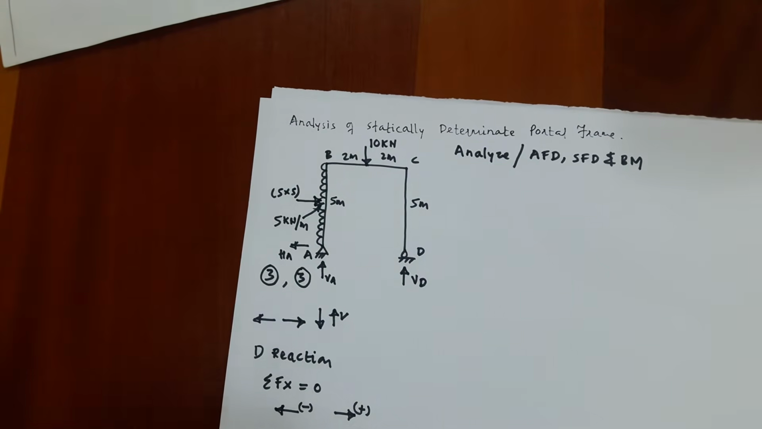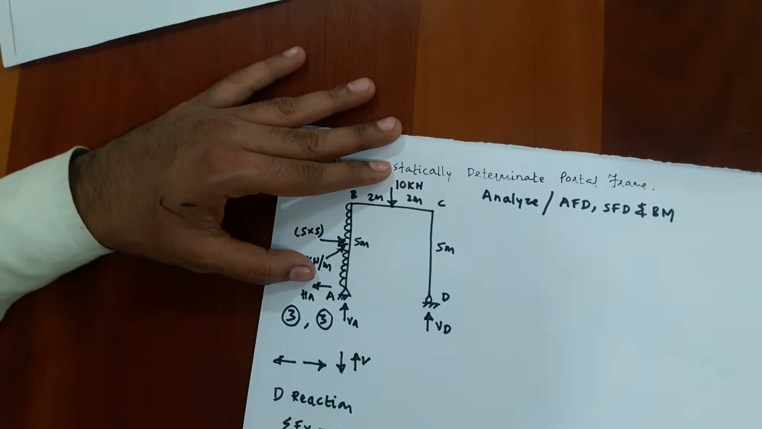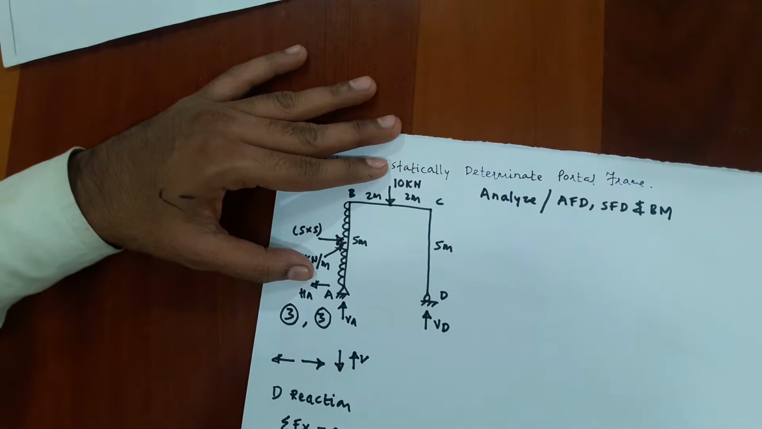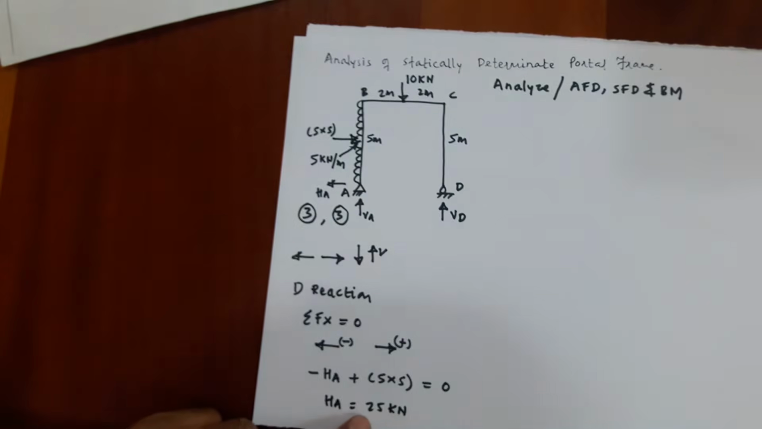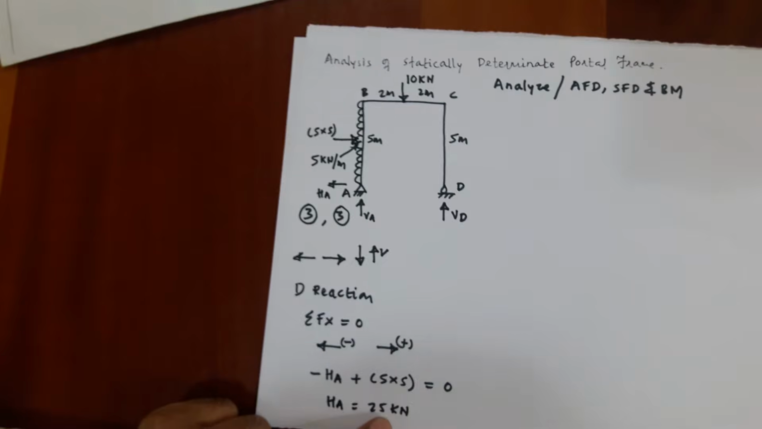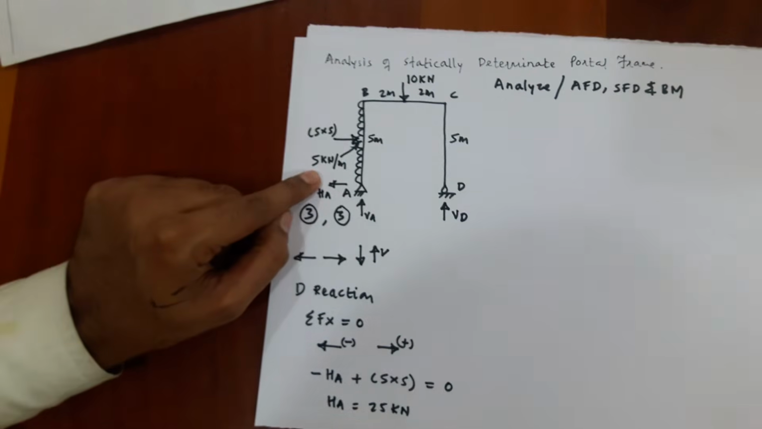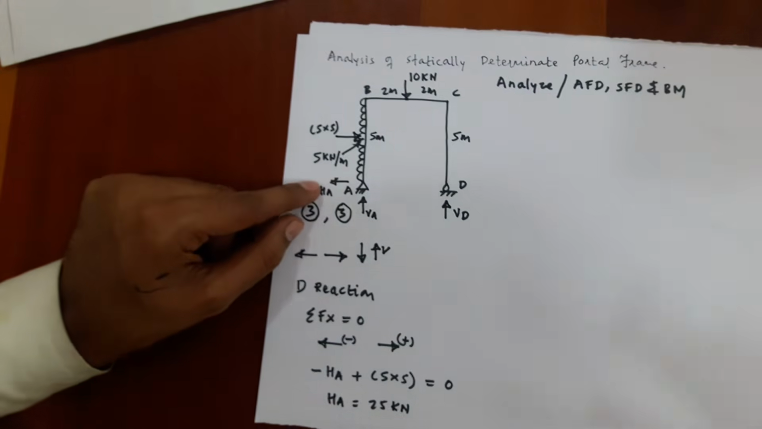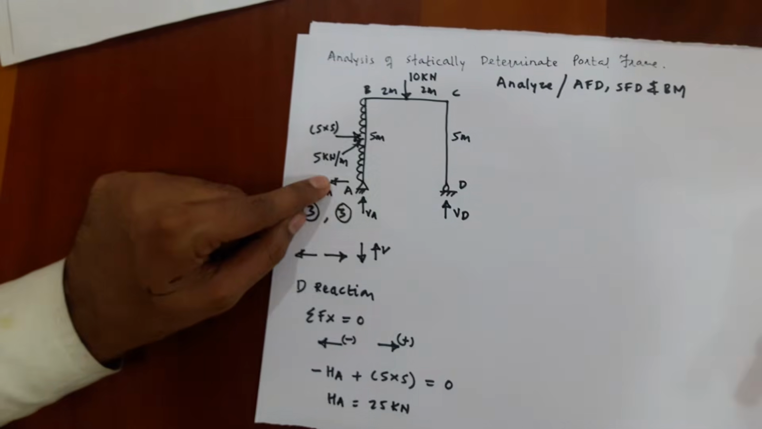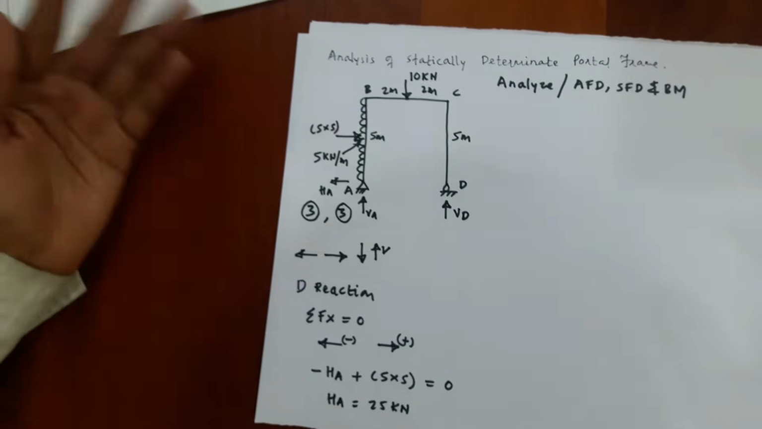Now see here HA, the direction of the HA you have assumed, and you are getting positive. You are not getting minus 25 kilonewton, you are getting plus 25 kilonewton. It means that whatever direction we have assumed is correct, is right. Okay, you don't have to change the direction. We have assumed the direction, we got positive value, whatever direction you assumed is right.